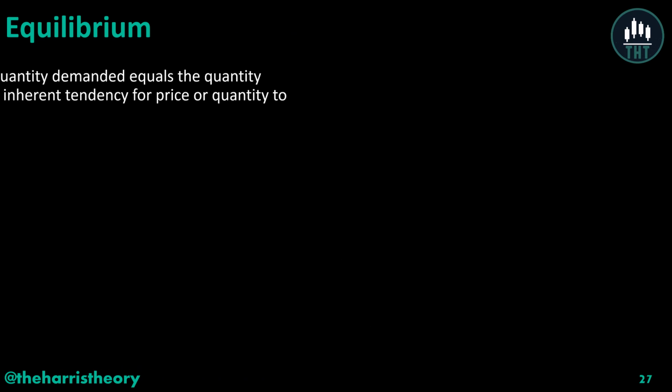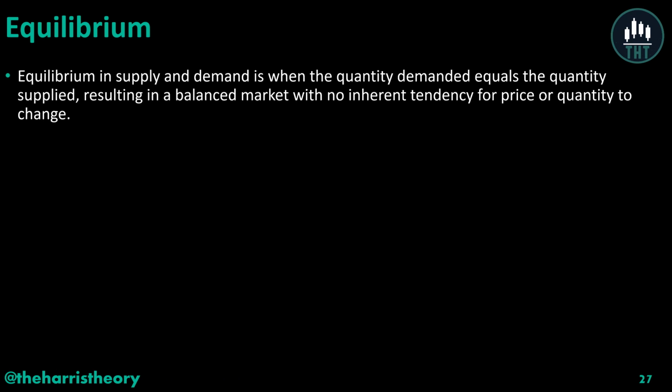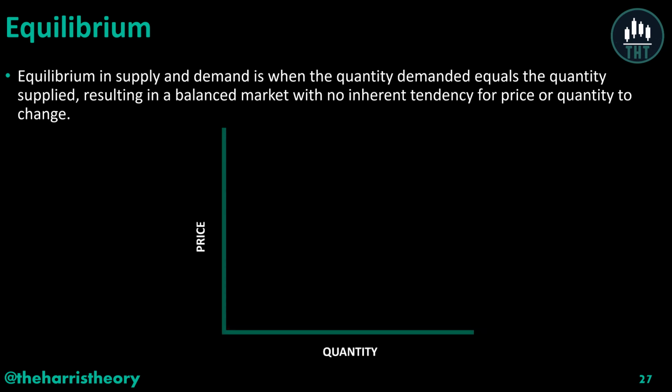Equilibrium. Equilibrium in supply and demand is when the quantity demanded equals the quantity supplied, resulting in a balanced market with no inherent tendency for price or quantity to change. Now, looking at the graphic, we can start to see what we're talking about with the point of equilibrium.